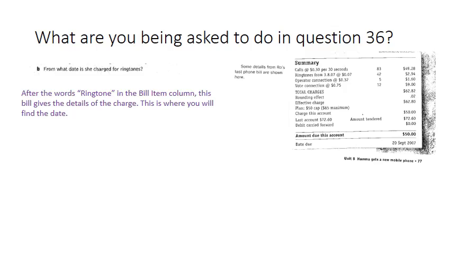So in question 36, part B, it asks you from what date is she charged for ringtones. So again, it's asking you to go through this bill column in here and find out what the charge is, so from what date the charges are being made. And you'll see that sometimes behind the bill item, there's more details of the charge. So if you have a look behind ringtones, you should see the details of the charge, and that's where you'll find that date.